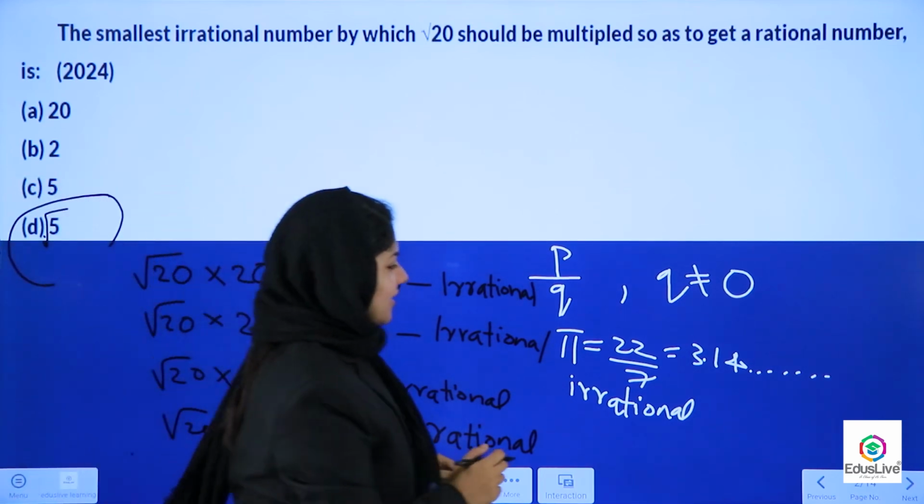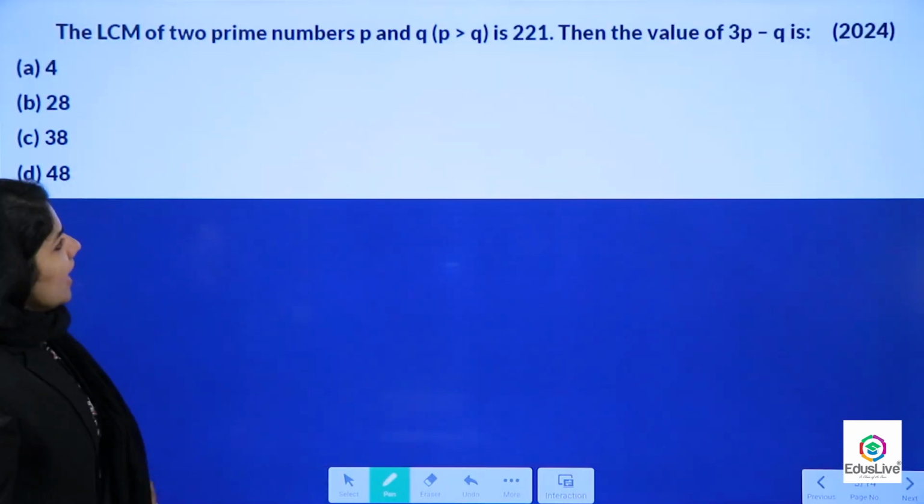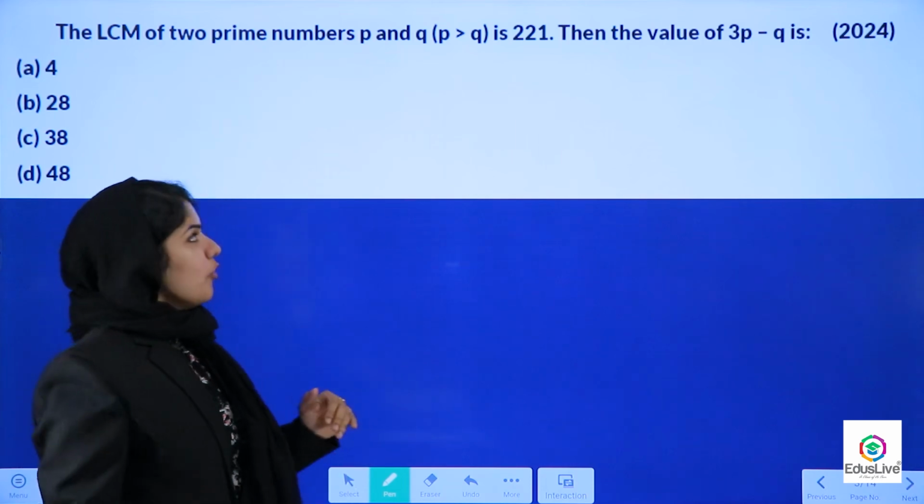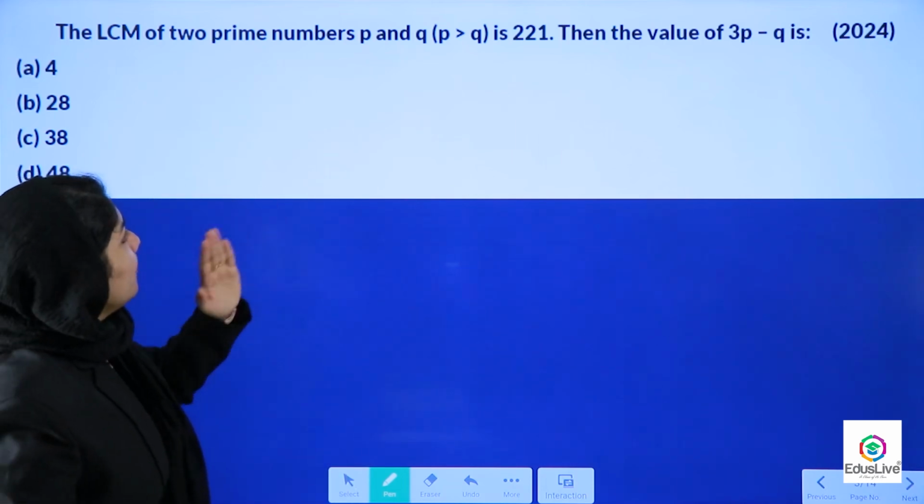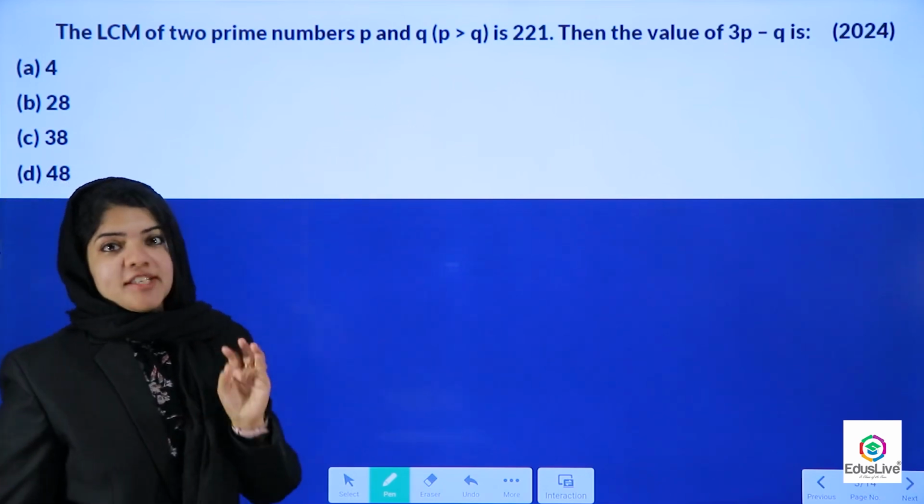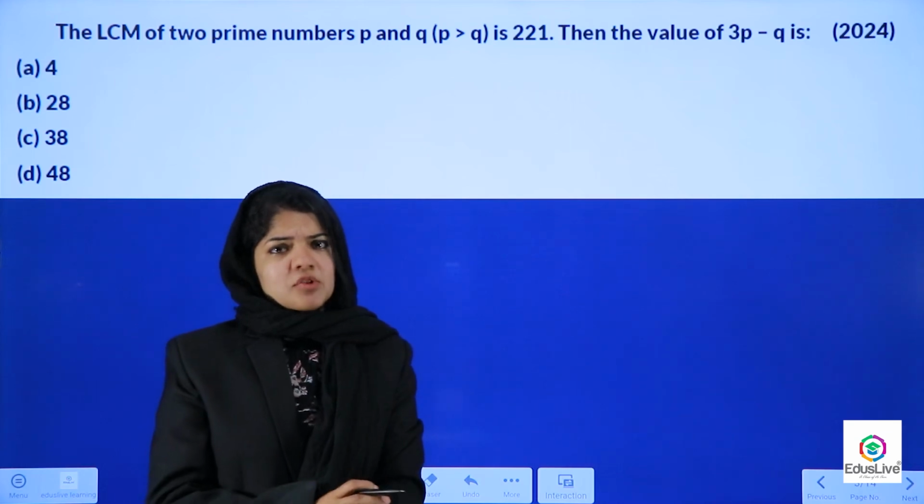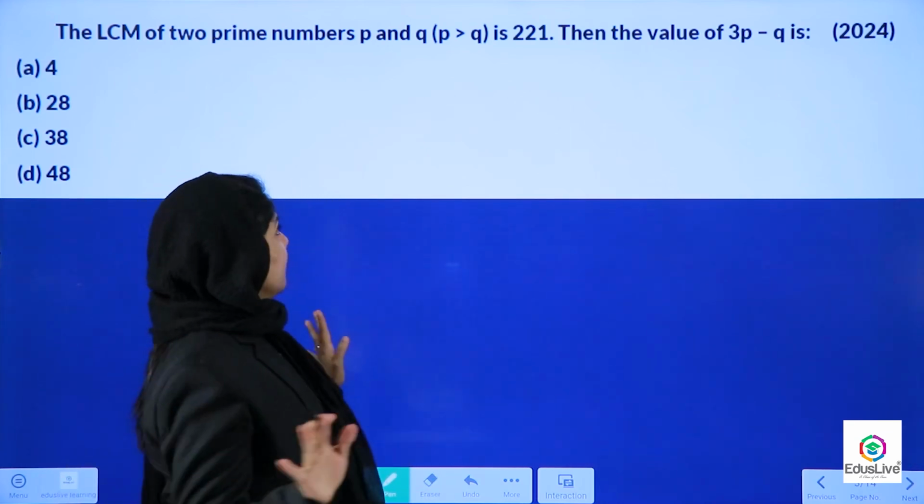I hope it's clear. Let's check out the next question, and this is also from the 2024 paper. The LCM of two prime numbers p and q, where p is greater than q, is 221. Then the value of 3p minus q. So this is a bit tricky question, but it is very simple.